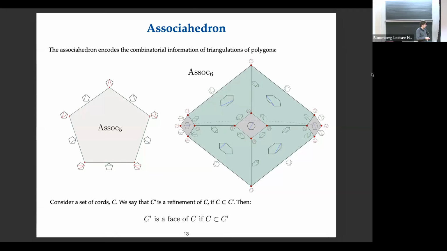And this is just the definition that C prime is a face of C if C is a refinement of C prime. So this vertex will be a face of the pentagon, given that the chords that label this face are some subset of the chords that label this vertex.